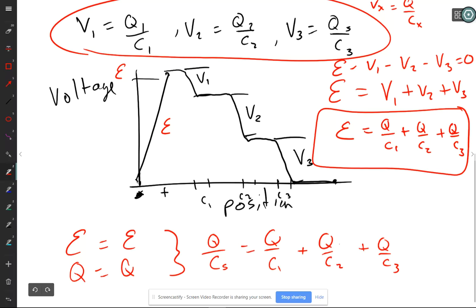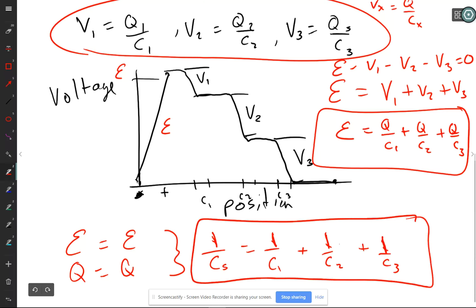that equation. And since Q is everywhere, I can cancel out the Q's and that's the equation for how capacitors add in series. Now you're probably thinking, that took a lot of time to do a derivation, and I know most students are like, what's the point? The point is going through and understanding how voltage, charge, and capacitance work together.